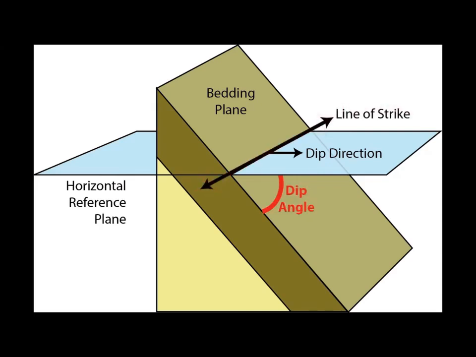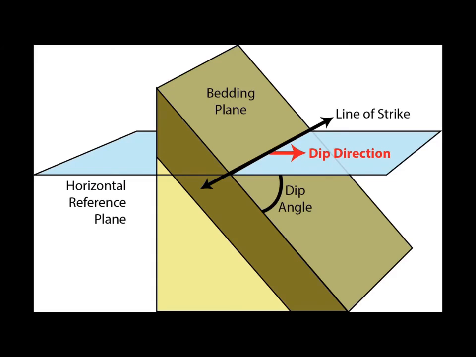Dip angle is the vertical angle between the plane being measured and the horizontal reference plane. A horizontal plane has 0 degrees dip, and a vertical plane has a 90-degree dip. Strike and dip angle are not enough, though. Those 2 alone result in 2 possible planar orientations that both have the same strike and dip angle. You should always take note of dip direction to clarify which plane you are describing.